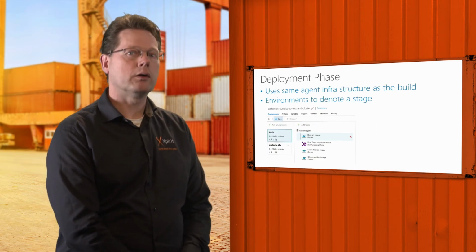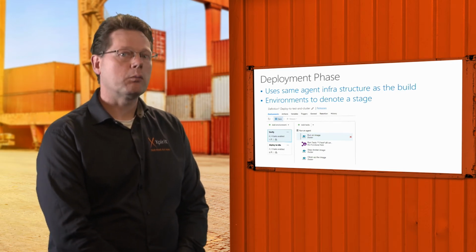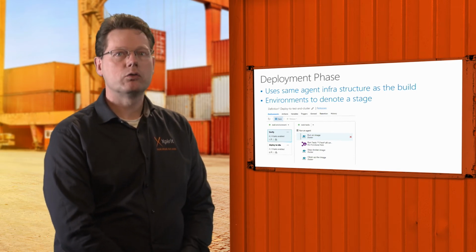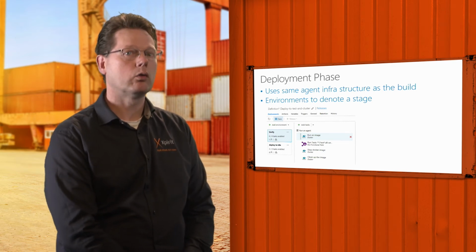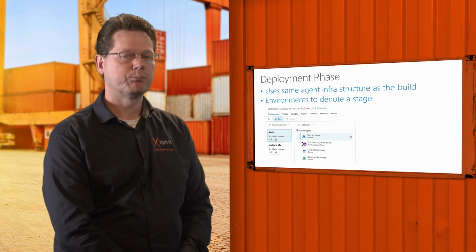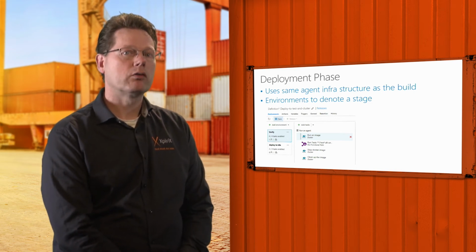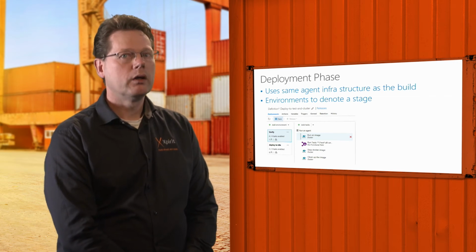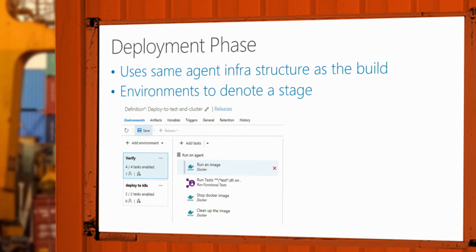The second phase of the build is the deployment phase. The deployment phase also uses the same infrastructure as the build. This means we get to use the same agent and we can use them at any location on the network as long as they can reach the Team Foundation server or the Visual Studio Team Services server. In the release management part of VSTS, we have the notion of an environment. Each environment denotes a stage in the delivery pipeline. In this example here, we have two environments. The first is to verify and the second is to deploy to a Kubernetes environment.